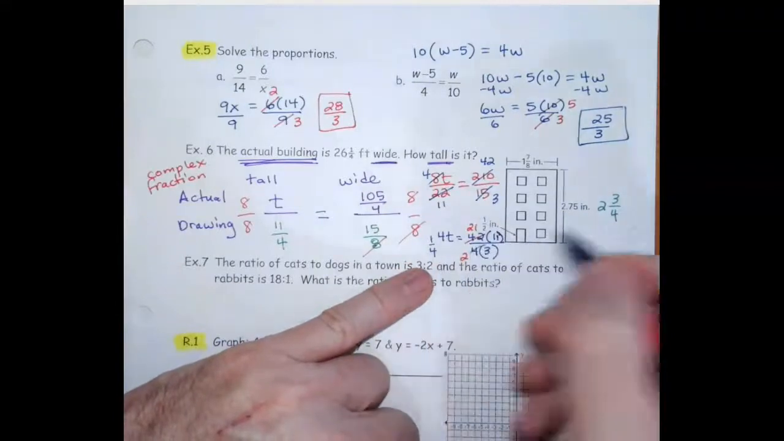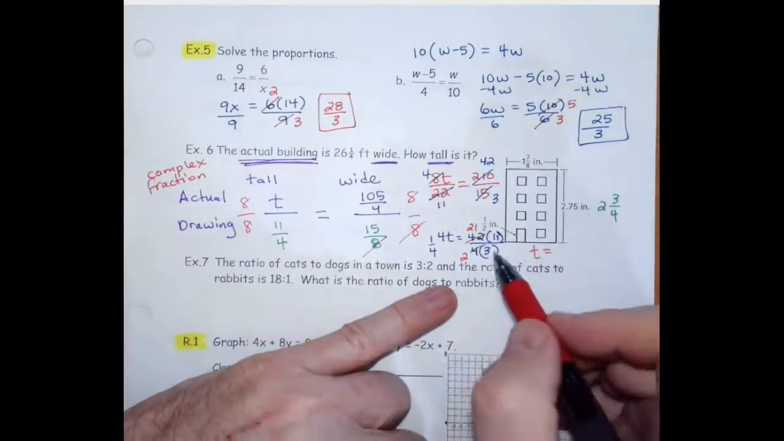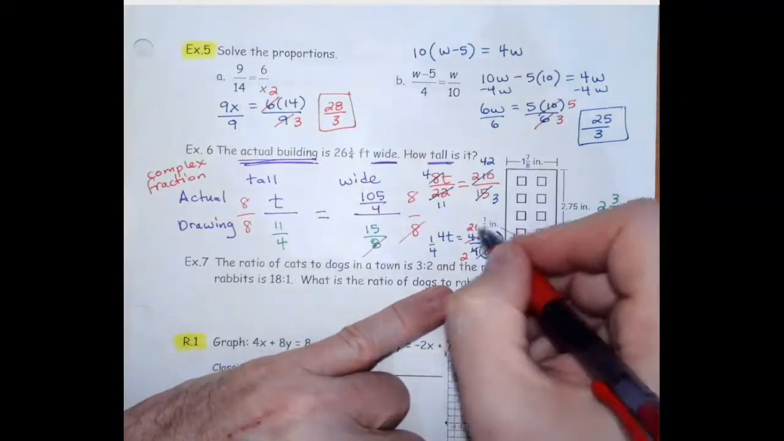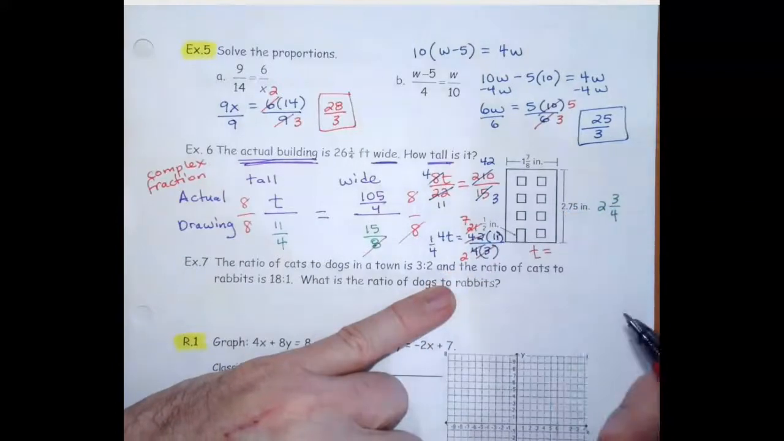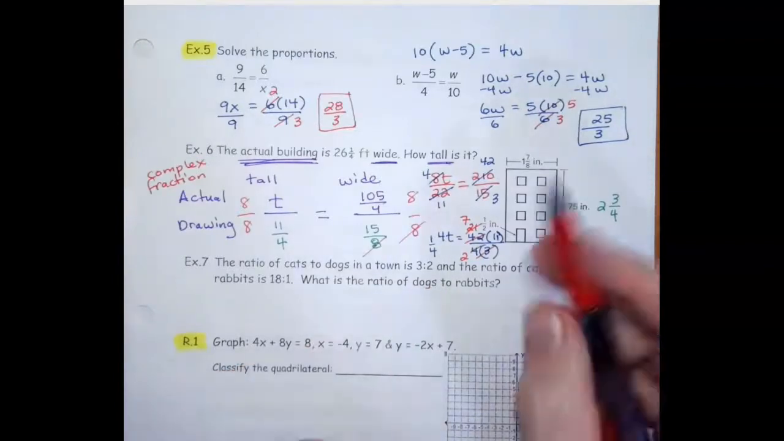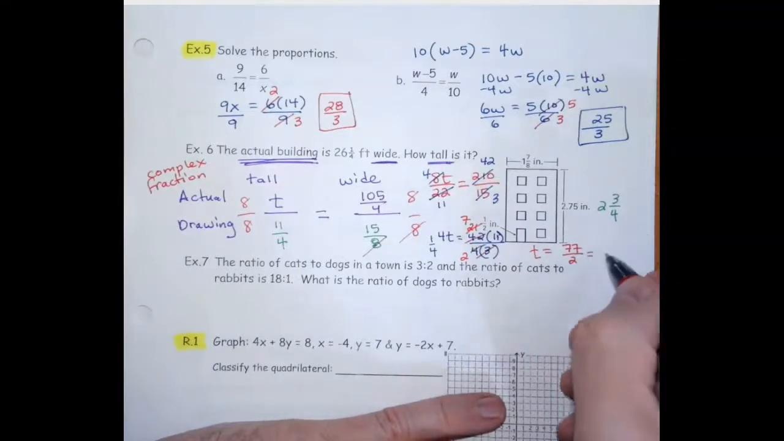It's pretty unpleasant. So the actual height of the building is going to be 21 times 11 over 3, and 21, 3 goes into there 7 times. That's good. So 77 over 2, which is, now this is a word problem, so we would want to change that. It's a little bit awkward to leave it like that. So that would be 38.5 feet.